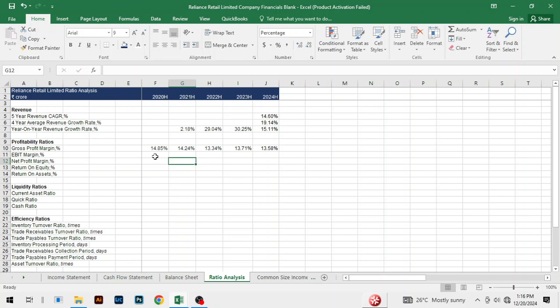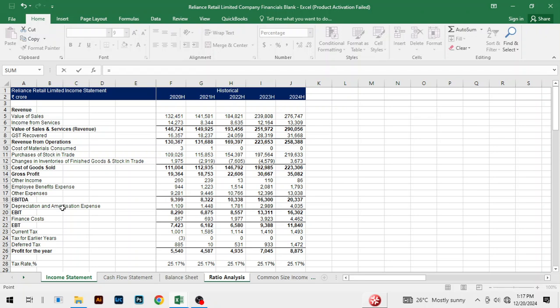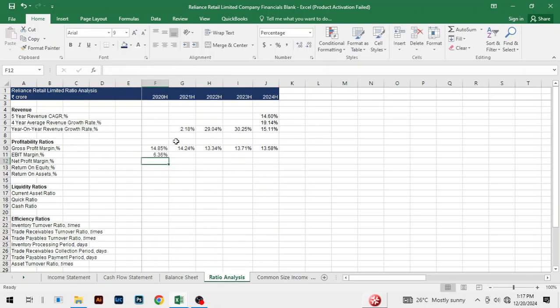That is, it shows us the portion of revenue left after accounting for business expenses or operating expenses. So to compute that, we have to pick the EBIT figure in the income statement and then divide it by revenue. So let's just do that. So here, this is the EBIT figure, and then we divide it by the revenue from operations like this. And then we copy that to the right.